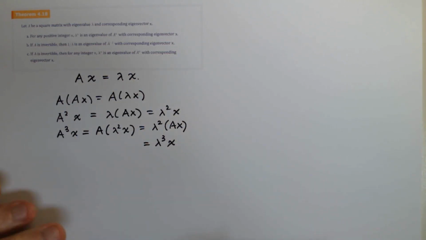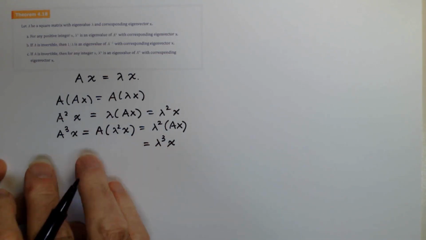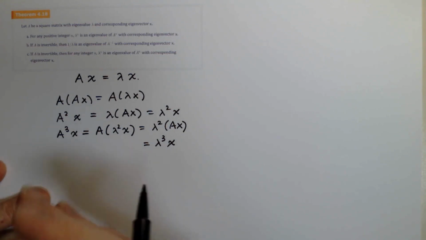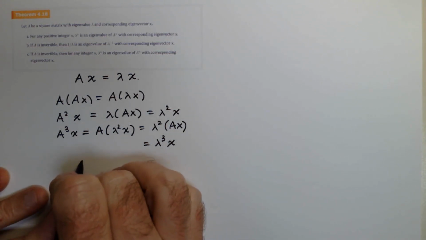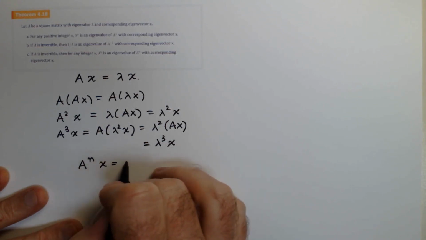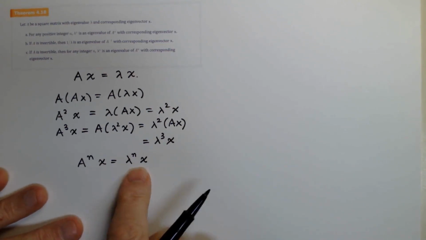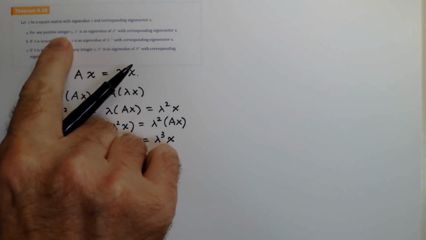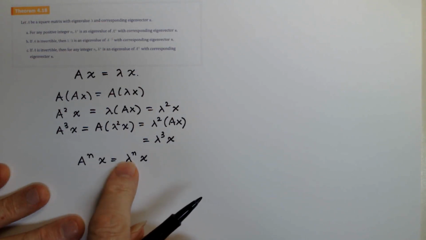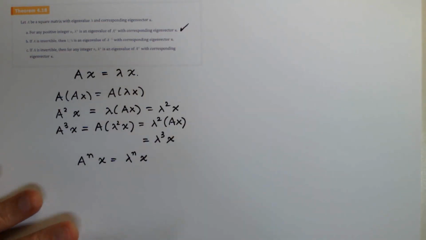Well, you can see how we could iterate this. We could work this out for the 4th power, the 5th power, the 6th power. In general, for any positive power n, we would know that A to the n applied to x is going to equal lambda to the n applied to x. And so that gives us the relationship that we were looking for in part A. We can see that lambda to the n is an eigenvalue of A to the n with eigenvector x. And so that fulfills part A of theorem 4.18.